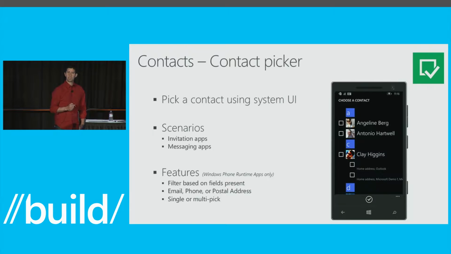This is great for scenarios such as invitation apps, where you want to invite multiple users to an event, or for messaging applications, where you want to send a message to one or more of the user's contacts. Some of the features here is that you can filter based on fields present. Depending on the type of information that your application needs in order to make these connections with the end users, we enable you to select only contacts that have email addresses or phone numbers or postal addresses.